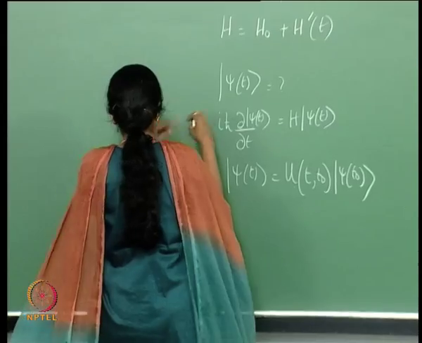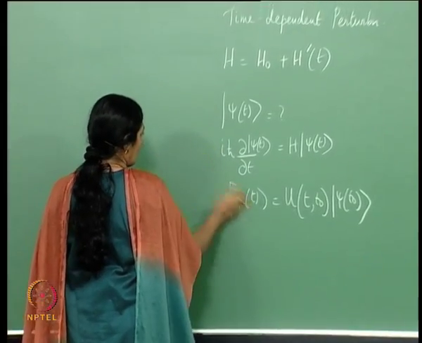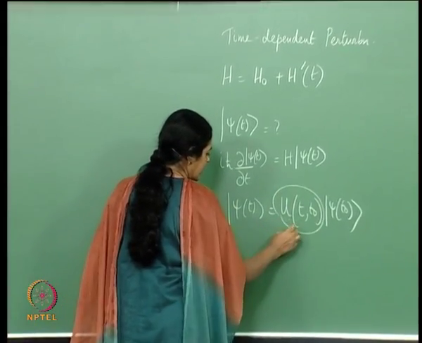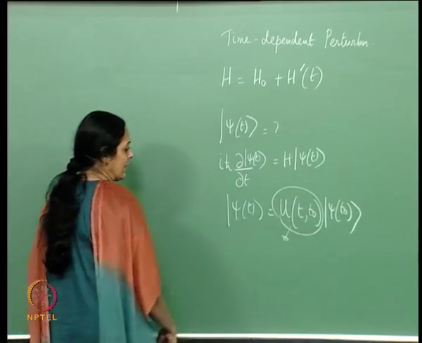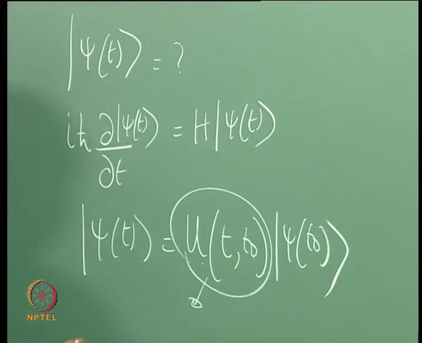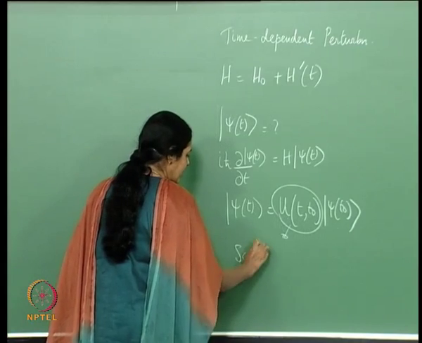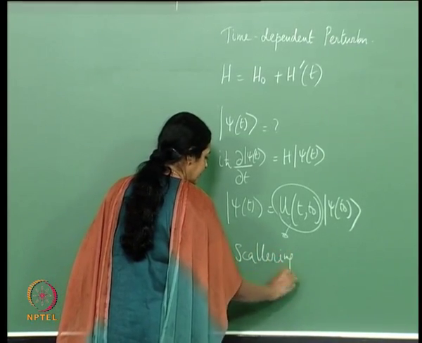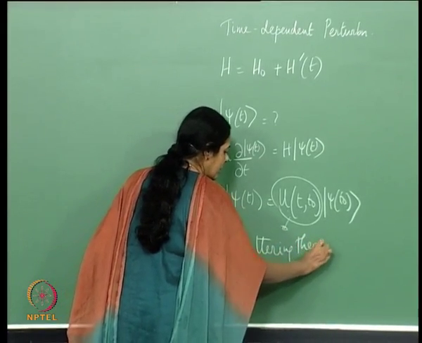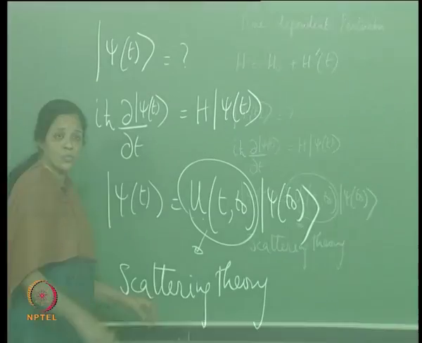So, the first thing that I wrote was this, where I have a unitary operator and I wish to find what the unitary operator is. The second thing is scattering theory, where the Hamiltonian itself changes over a small period of time.